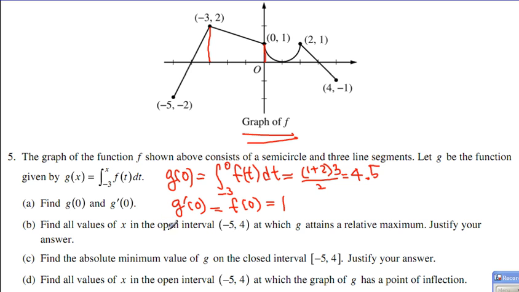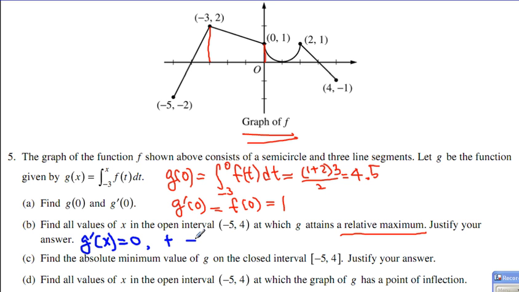B, find all values of x in the open interval from negative 5 to 4, open interval meaning not including the 2 endpoints, at which g attains its relative maximum. How do you find the relative maximum? First of all, g prime of x has to be equal to 0, and also it goes from positive to negative.